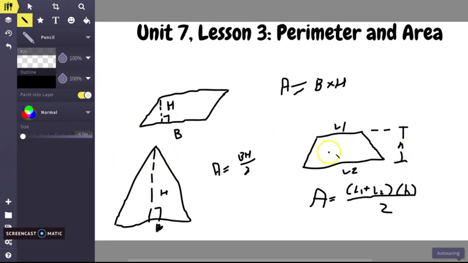This is all the areas, and once again, perimeter would just be all the sides added on any figure. So that is perimeter and area.